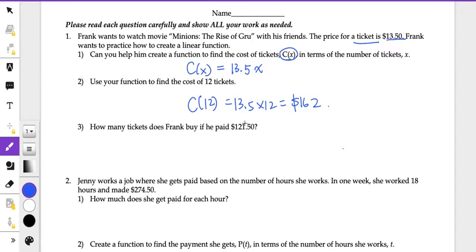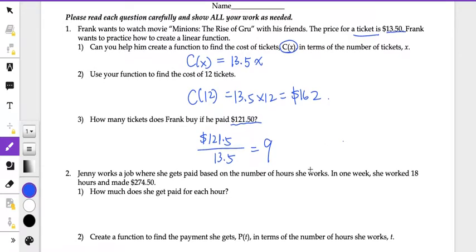Next, how many tickets does Frank buy if he paid this number? As you can see, since we already know the total price, all we need to do in order to find the number is use the total cost divided by the unit price, which is $13.50, and you can put this in the calculator. The answer will be 9 tickets. Okay, so that's how we do this one situation.